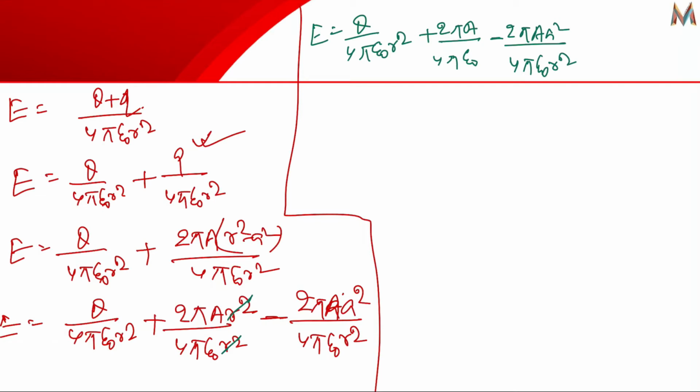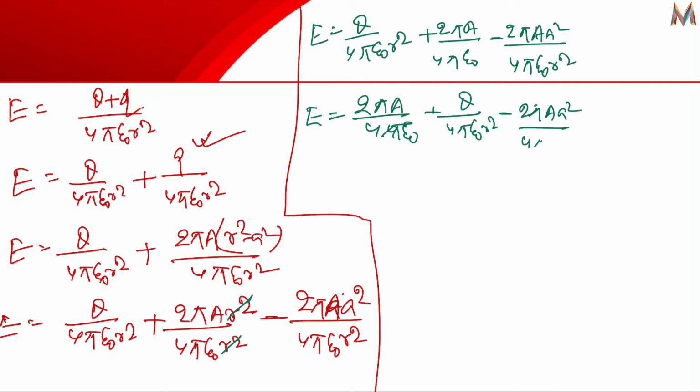Let us rearrange it again. We write first 2 pi a by 4 pi epsilon naught, and then plus Q by 4 pi epsilon naught r square minus 2 pi a square, capital A small a square, upon 4 pi epsilon naught r square. Now, this first part is constant, while these two parts are variable because there is a small r term in both cases.